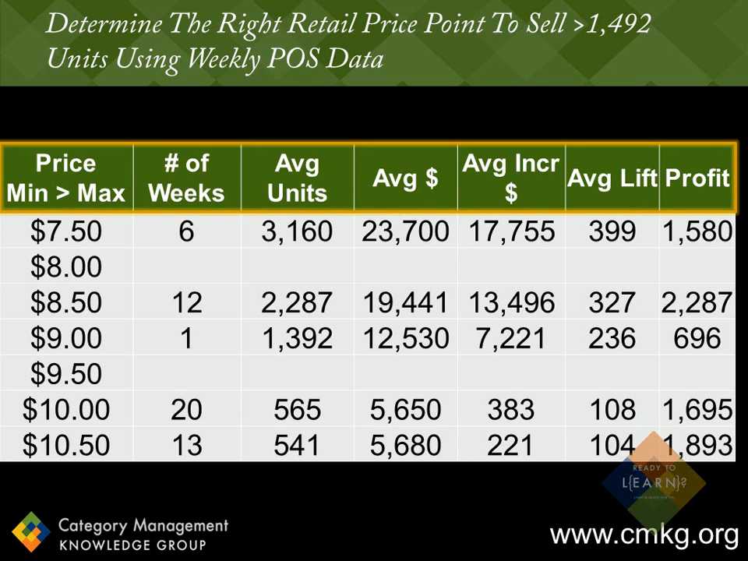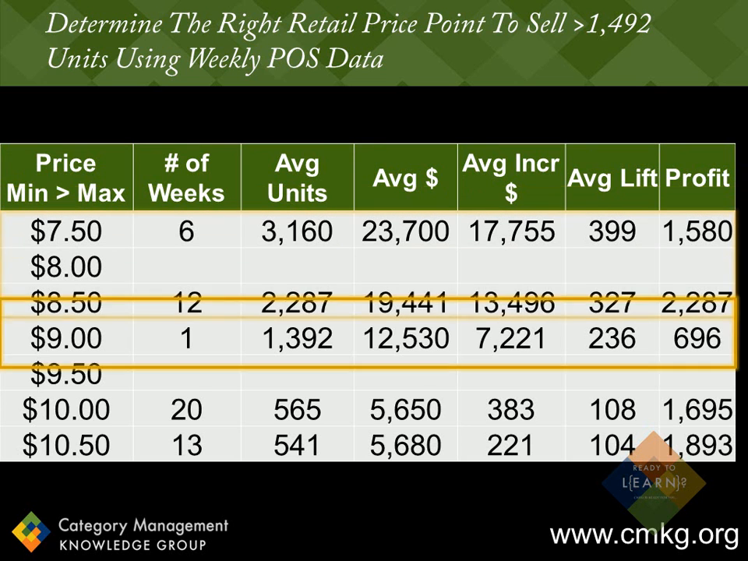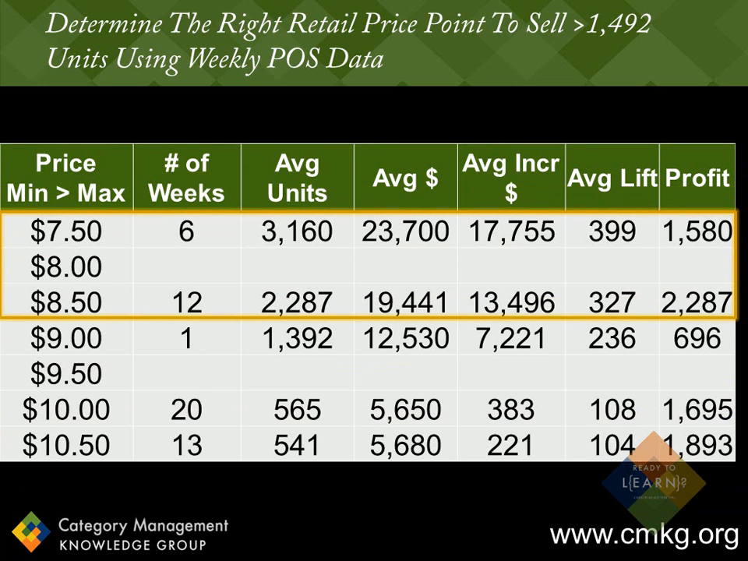By taking my weekly scan sales data for this specific retailer, I'm able to average the units, dollars, and incremental dollars, as well as the lift and profit at each of the different price points. Based on this, I sell an average of 2,287 units at an $8.50 price point, and 3,160 at a $7.50 price point at this specific retailer. So a price point below $8.50 will ensure that the promotion is profitable for the supplier with a 327 lift.